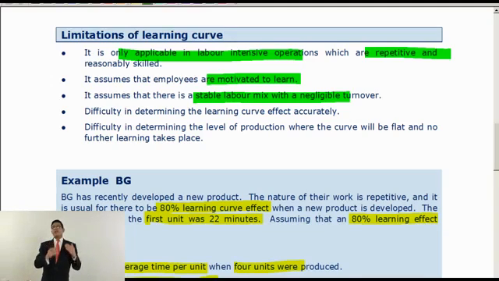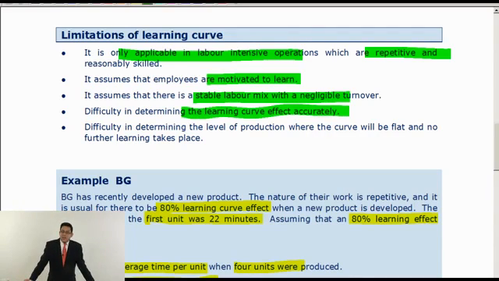Okay, there is a lower labor turnover, but in certain industries people keep on coming and being replaced. In those industries, there may not be an established learning curve because all the time different people are joining the team, and then the learning curve goes back to zero. Difficulty in determining the learning curve effect accurately.